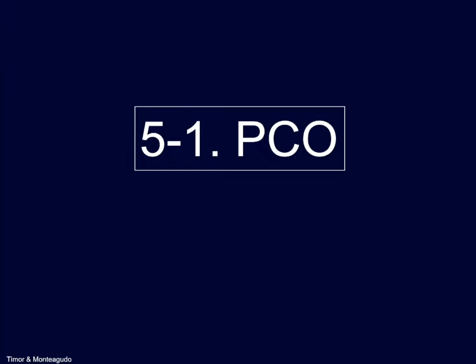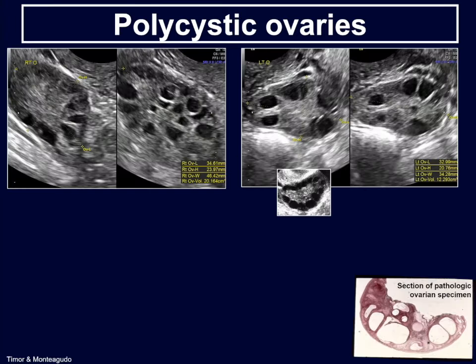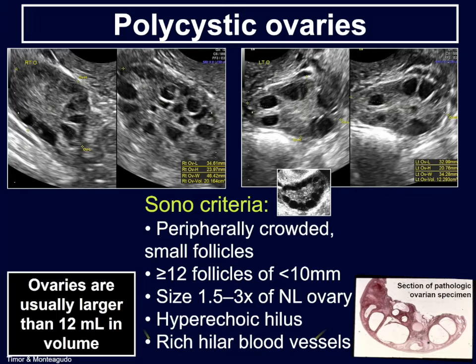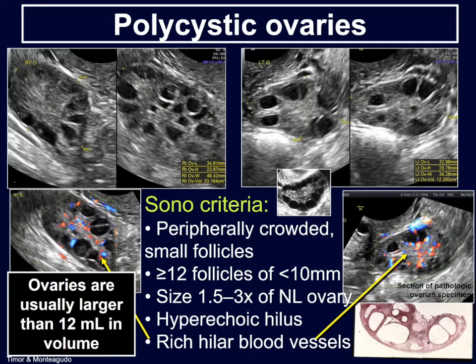Let's mention polycystic ovaries, which are easy to spot because they have a multitude of small peripheral follicles under their surface. There are usually more than 12 of them. They are smaller than 10 millimeters. And the size of the ovary is usually at least almost 3 times the size of a normal ovary. They have a hyperechoic hilus and rich hilar blood vessels, as shown in the 2 color Doppler pictures on the 2 sides of the text there. Ovaries are usually larger than 12 milliliters in volume.